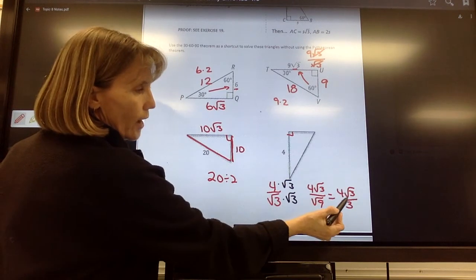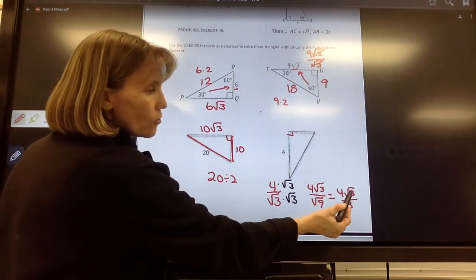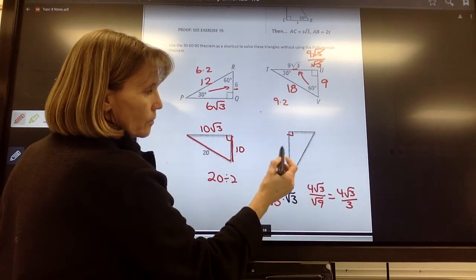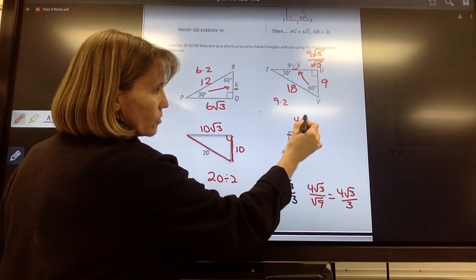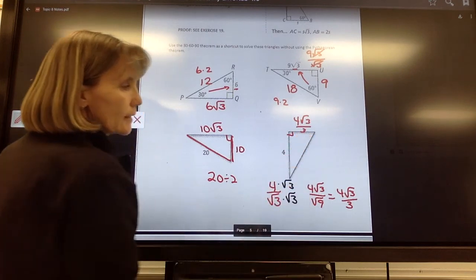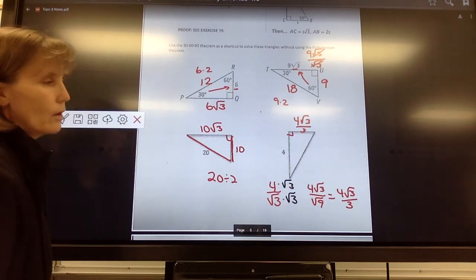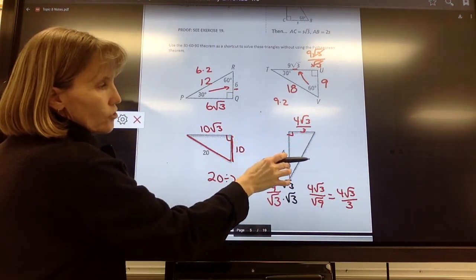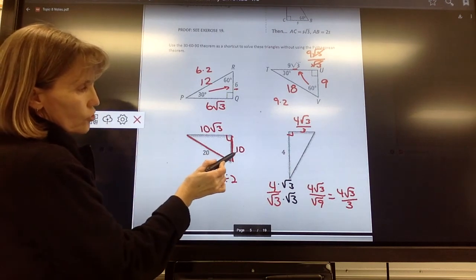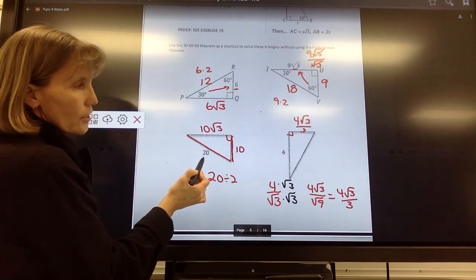Okay, these 3's will not cancel each other out because one is under a radical and the other is not. So this leg is going to be 4 square root of 3 over 3. We just leave it in radical form. And then how do we go from the short leg to the hypotenuse? We're just going to double it.